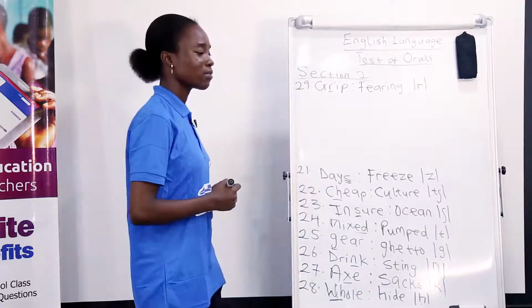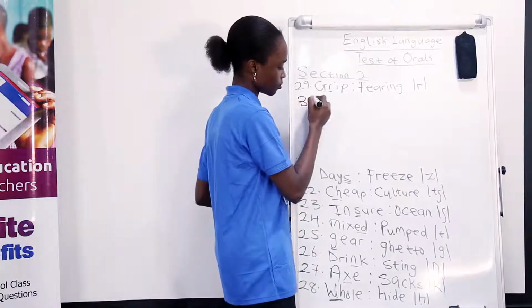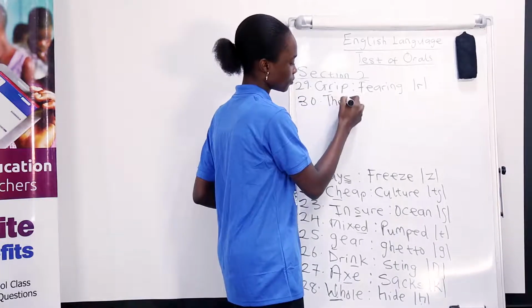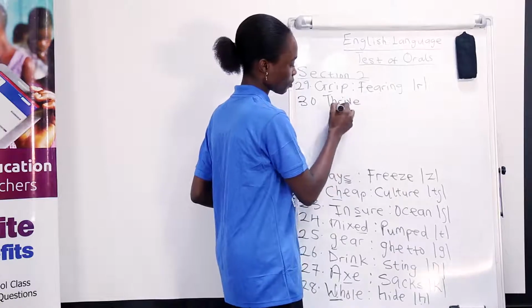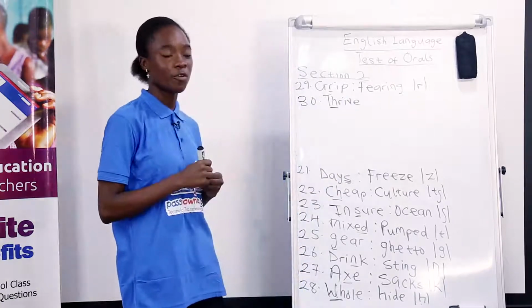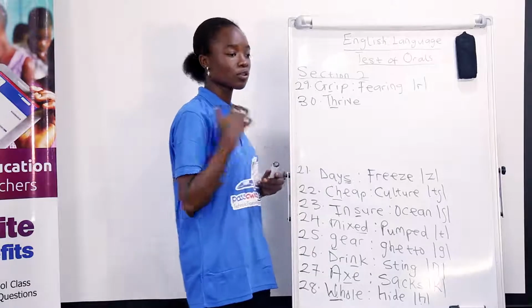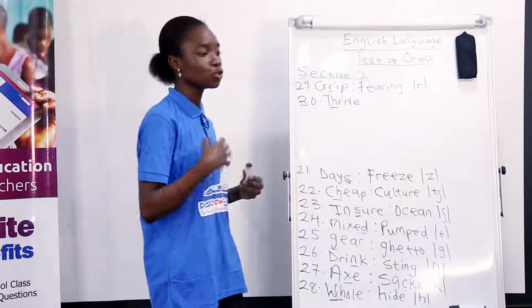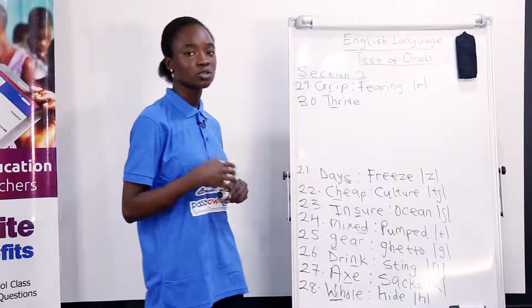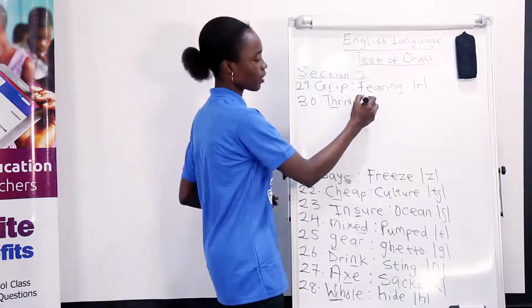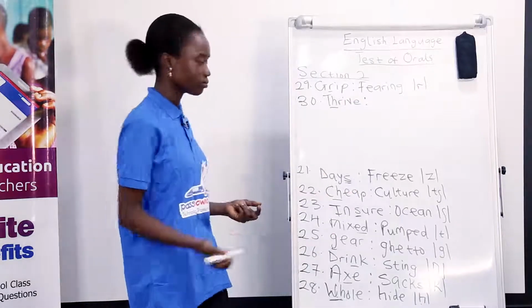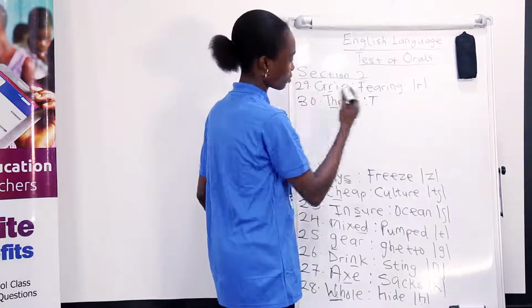And number 30, we have thrive. Option A, we have wet. Option B, thus. Option C, dough. And option D, tooth. So the correct answer is tooth.